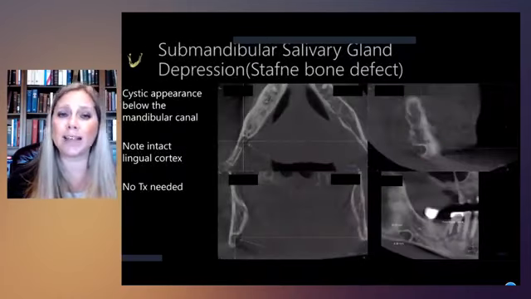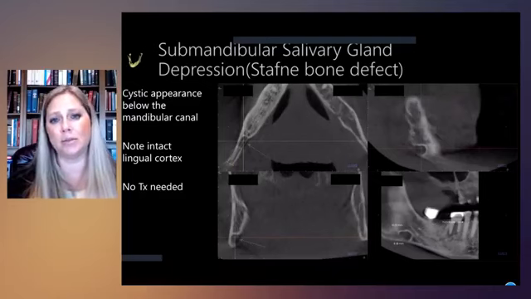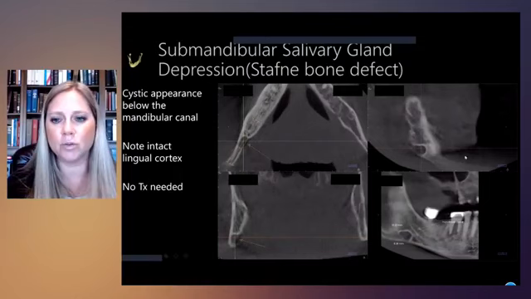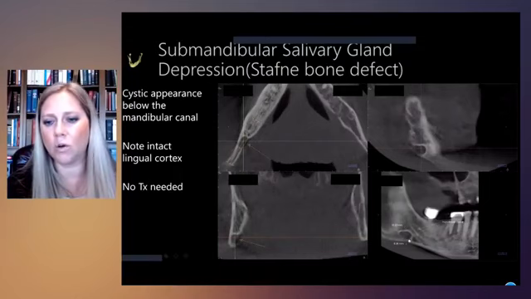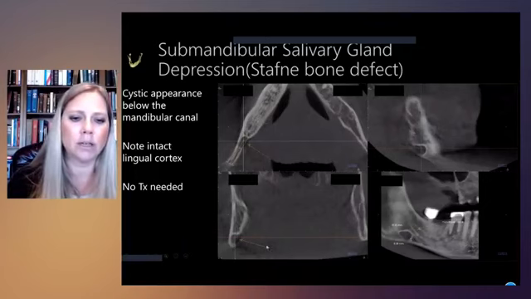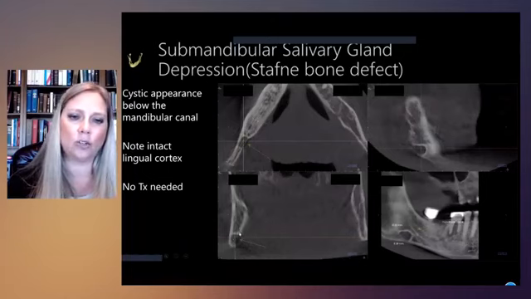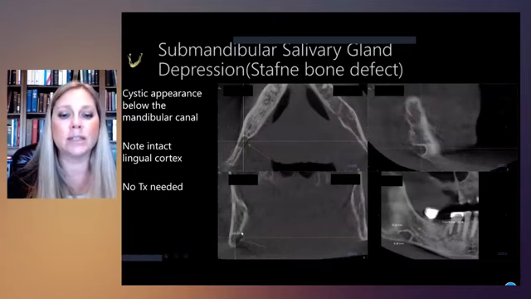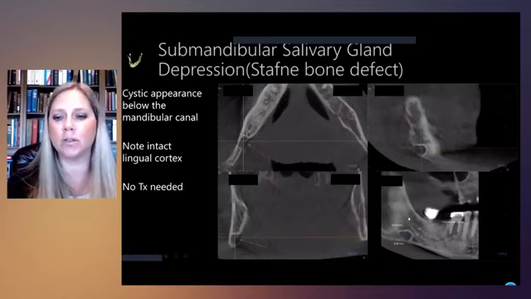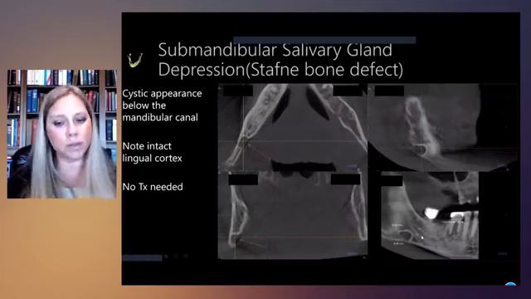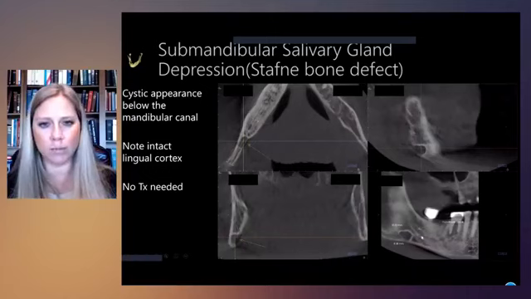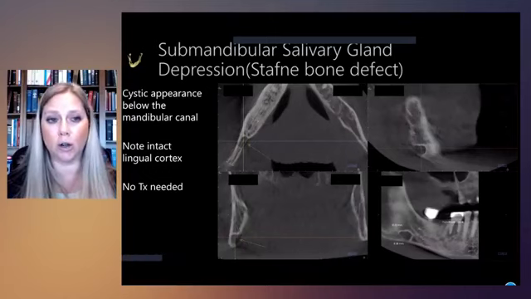Now, this is the more classic one that we think of, our submandibular salivary gland depression or Stafne bone defect, which you'll notice with this again, thickly corticated borders. It's taking the time to remodel. And again, we have a peripheral entity that's pushing in on the bone. We have otherwise intact cortical borders. This is, as you'll notice, below the mandibular canal. So if it's below the mandibular canal, it's not likely to be odontogenic in origin.